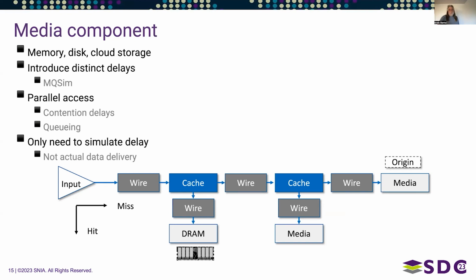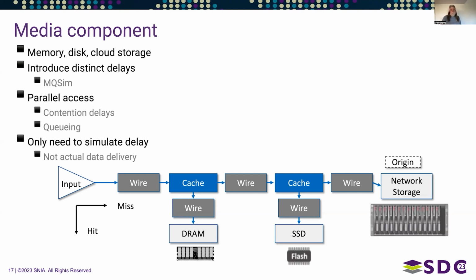So in this case, our first source could be DRAM, and our first level cache could be DRAM, and our second level cache could be an SSD. And finally, if we don't hit in either one of these caches, it would come from a storage array somewhere, like an iSCSI storage array.